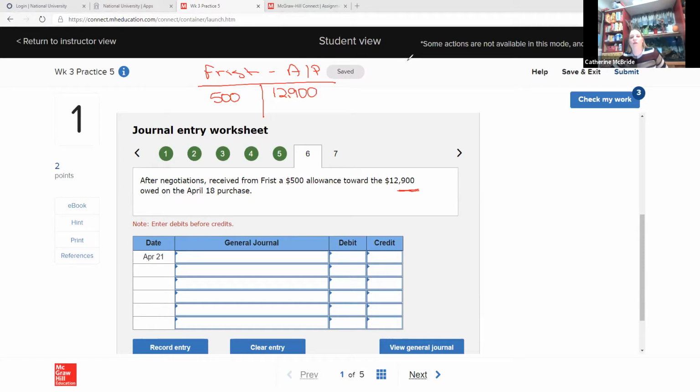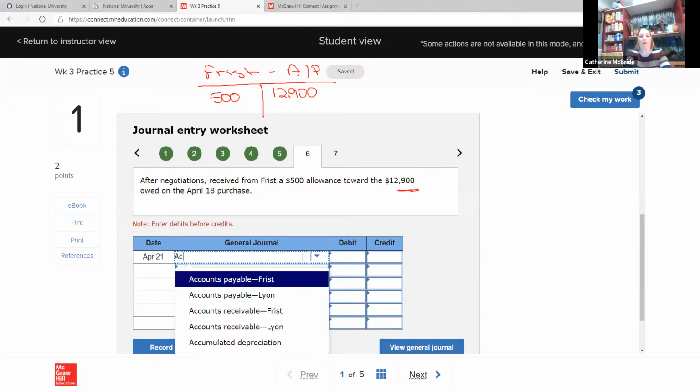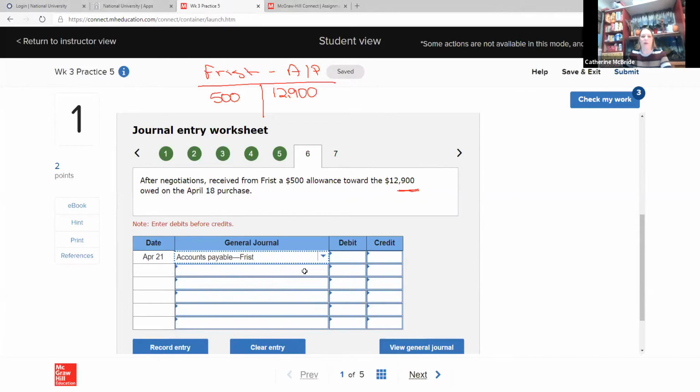And then just like when I said, when in doubt, it's probably inventory, we're going to reduce our account payable by the $500. And we're going to reduce inventory because we didn't actually pay that $500. We paid less than that for our inventory. Good so far?